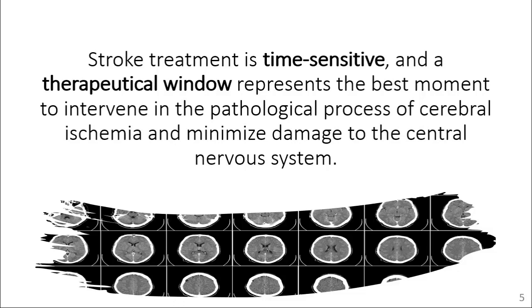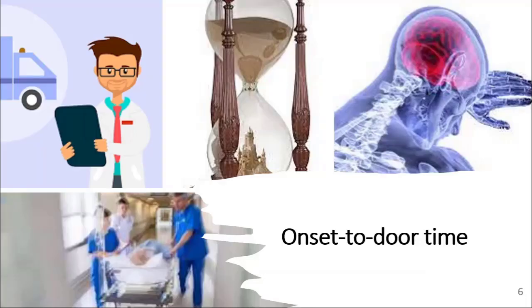In most times, this window lasts only a few hours, which implicates the need for fast medical assistance for people who experience an acute stroke. One of the intervals in this therapeutic window is the onset-to-door time, representing the interval between the onset of stroke symptoms and the patient's hospitalization. The importance of early stroke medical assistance, since its onset, has been reported by several entities such as the European Stroke Council and the International Stroke Society.